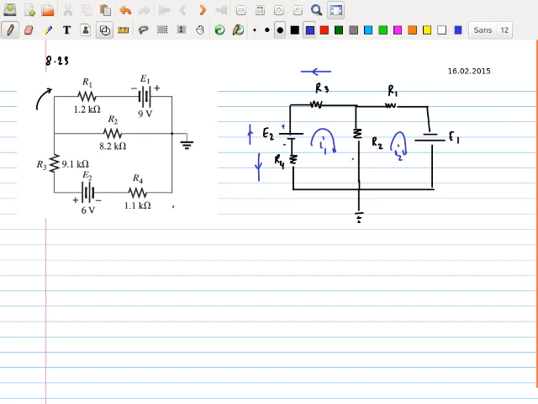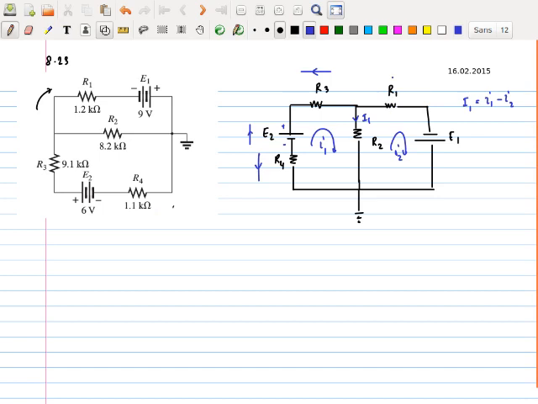Here you have a branch that is common to both loops, or common to more than one of the loops. Hence, you have an ambiguity. Let's mark this one as capital I1. Immediately we know capital I1 is equal to small i1 minus small i2. You don't have to write it down. If you can keep it in your head, fine. It's easier to write it down because then you don't make a mistake.